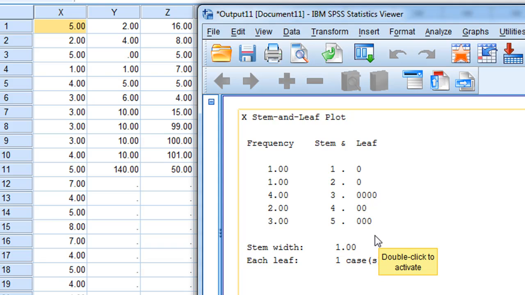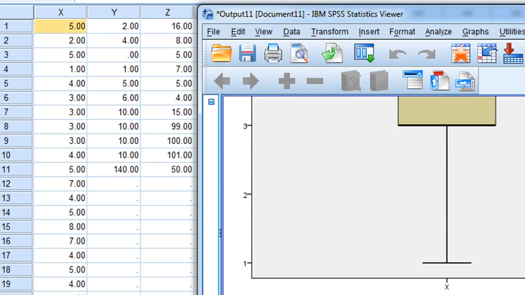So make sure that when you produce the stem and leaf plot, and if it doesn't look anything like you thought it would, it doesn't mean something went wrong. It means that you need to focus on the interpretation, and you need to check out that stem width to know exactly what you're looking at. So much for x. Let's go to y. There's the box plot.